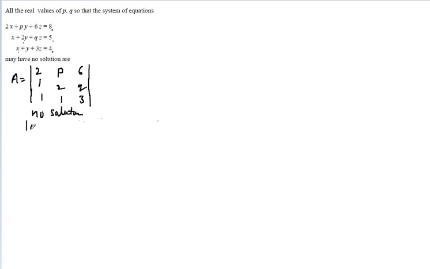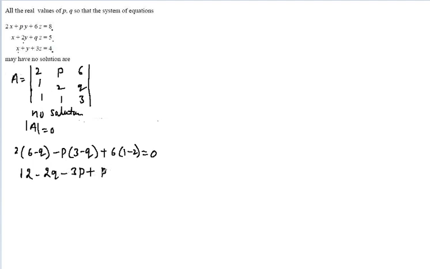For no solution, det A is equal to 0. Det A equal to 0 means 2(6 − q) − p(3 − q) + 6(1 − 2) = 0. That is 12 − 2q − 3p + pq − 6 = 0. This is 12 − 6 = 6, so 6 − 2q − 3p + pq = 0.